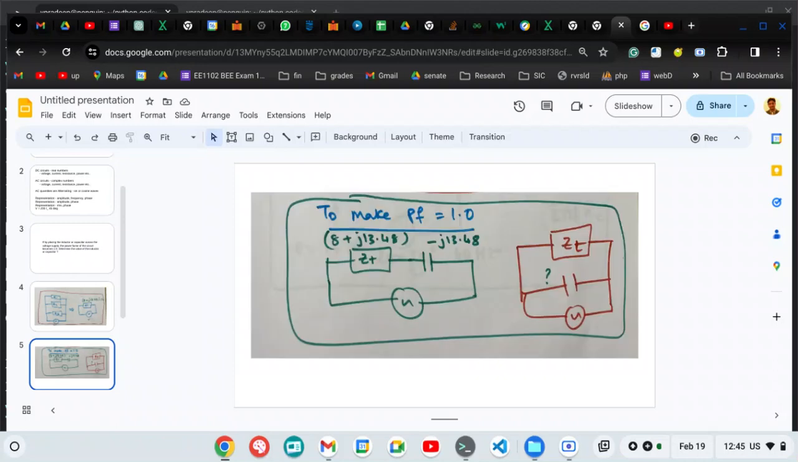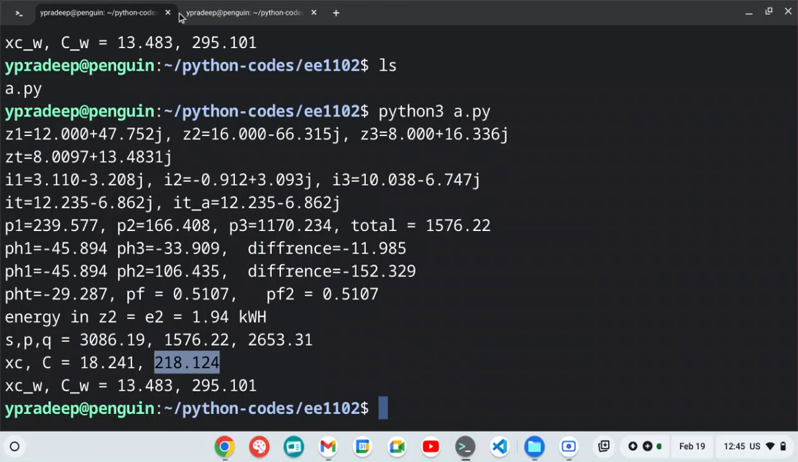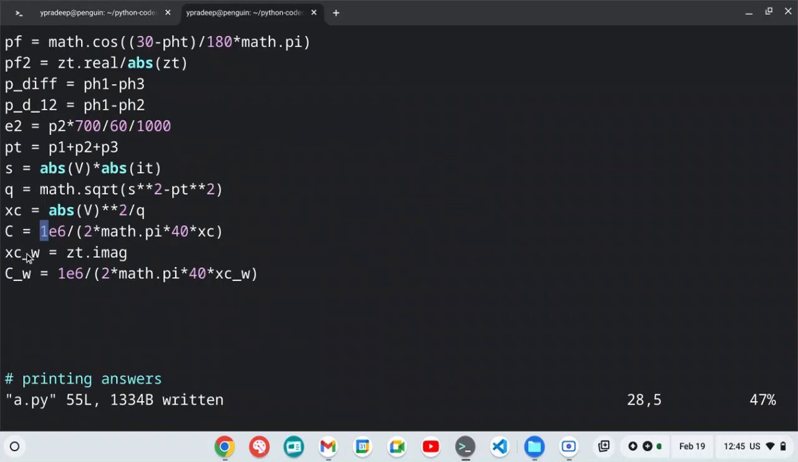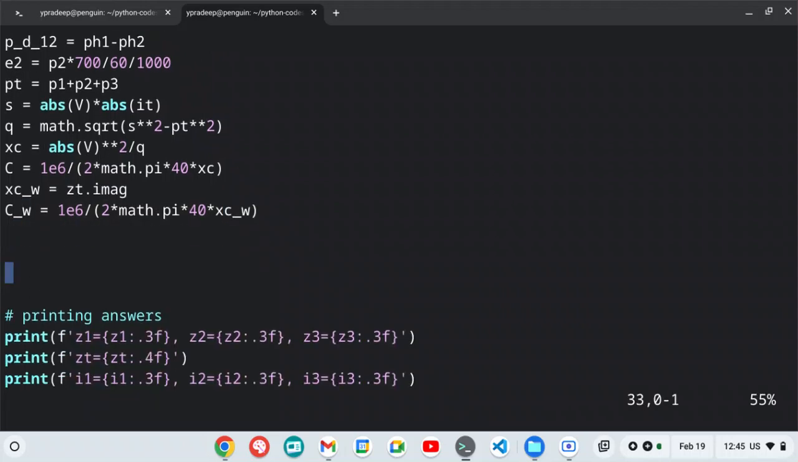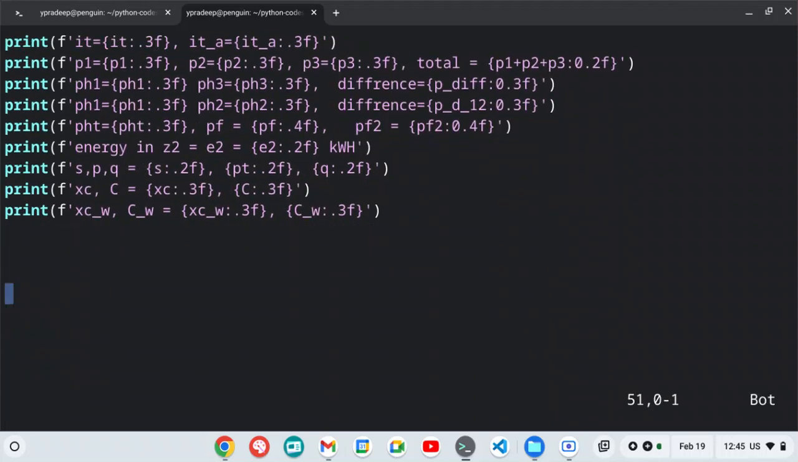Let me show that here in the code. Here you see this line where I am highlighting the ZT, the total impedance, and then I take the imaginary part. That imaginary part I am assuming as XC wrong. XCW means XC wrong. So by mistake, if I do like that, and then calculate the C with the same formula using XCW, I will get a wrong value of the capacitance. So that one is printed also.